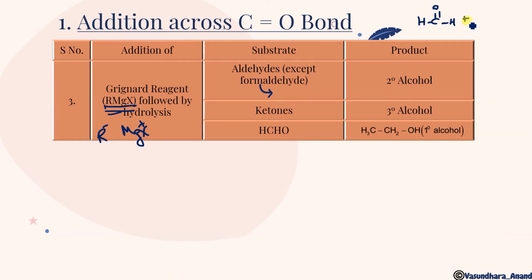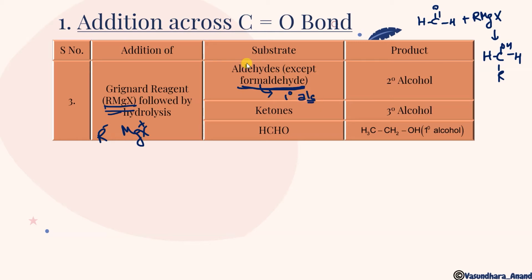If I'm using this RMgX, tell me what will be the product. This is going to be OH, and here R, isn't it? And this is H. So this is going to give you primary alcohol. Only formaldehyde is the compound which on reaction with Grignard reagent gives primary alcohol.